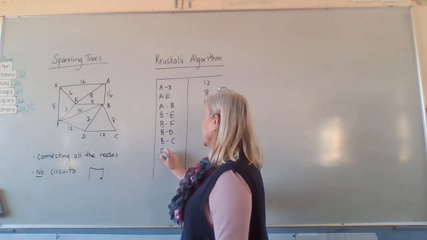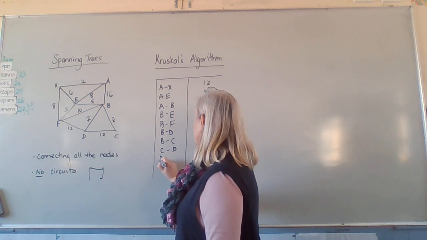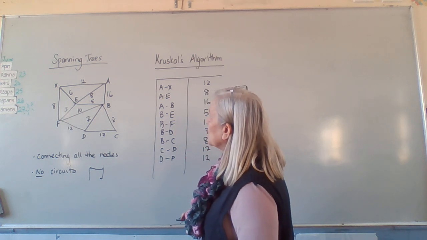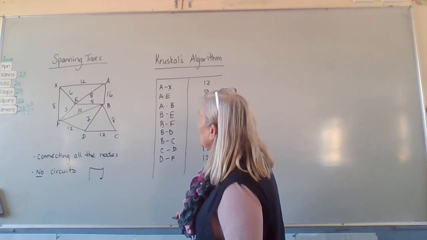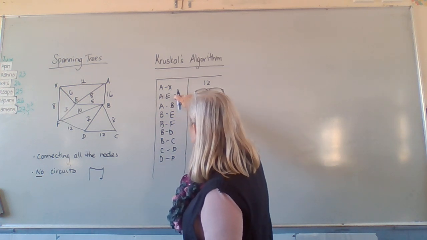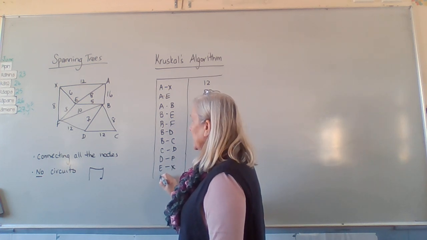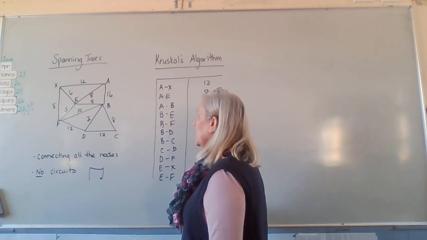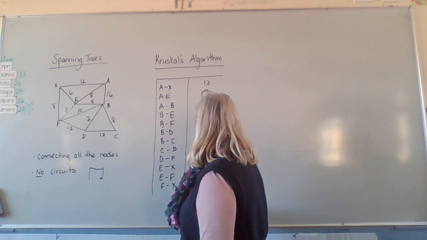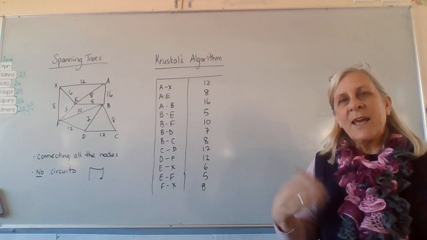So I've got C to D. I haven't got that written down here, and the other way around is 12. I've got D to F, which is also 12. I've got E, 2. Got E once, E twice, so I need an E to X, which is 6, and an E to F, which is 5. The last one is F to X, which is 8.